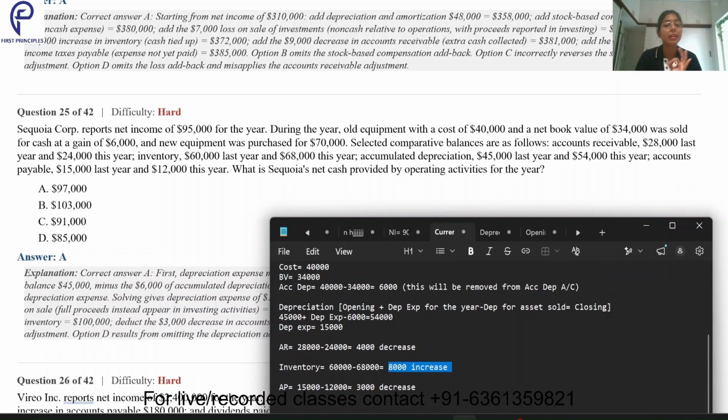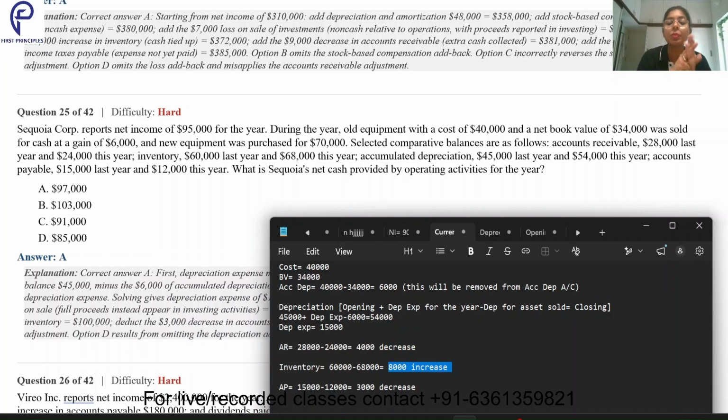The most crucial calculation is the calculation of depreciation expense, because if you don't calculate it correctly, you will be getting the other options, and there is a very high probability you are going to mark the wrong answer. So please guys, pay attention to the calculation of depreciation expense.